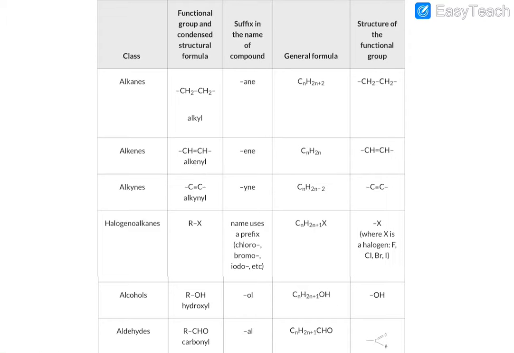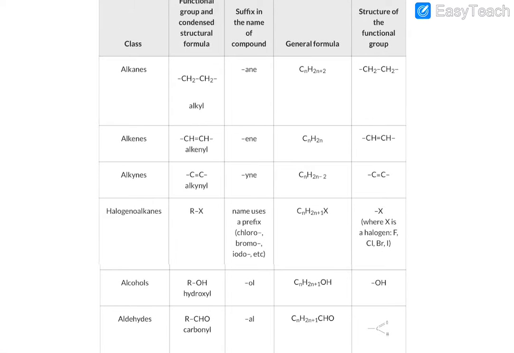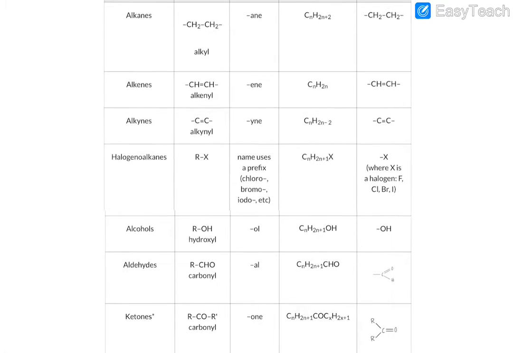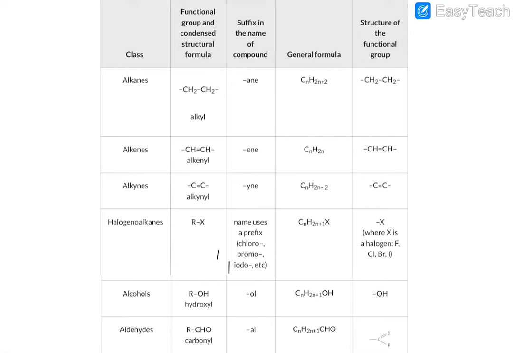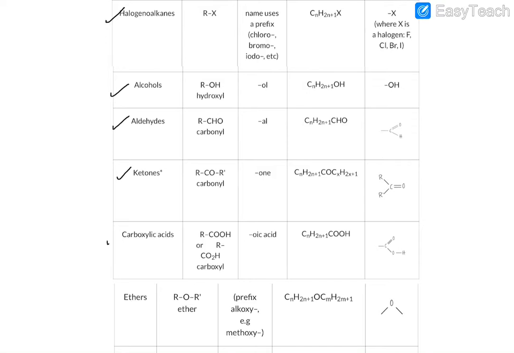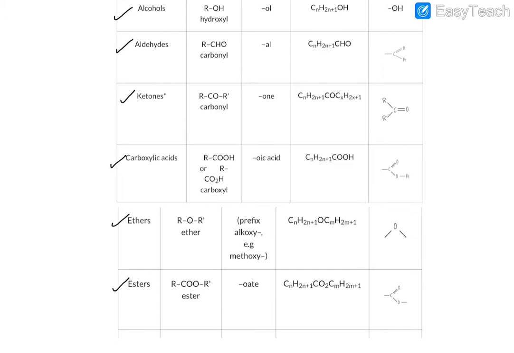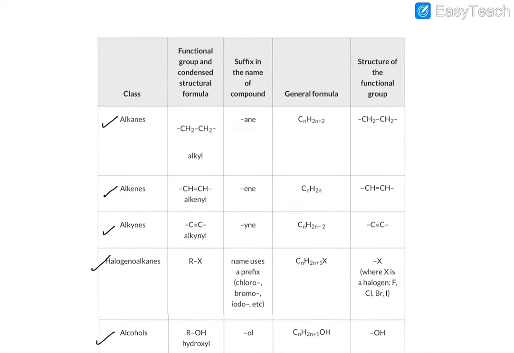Hi everyone. So I'm just going to recap whatever we've done till yesterday. There is the class of compounds, that's what we know as the homologous series. So you have alkanes, alkenes, alkynes, halogenoalkanes, alcohols, aldehydes and ketones, carboxylic acid, ethers and esters. These are all the classes that we have studied till now.